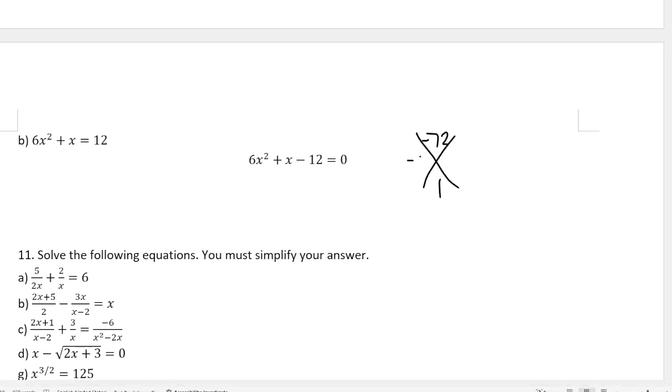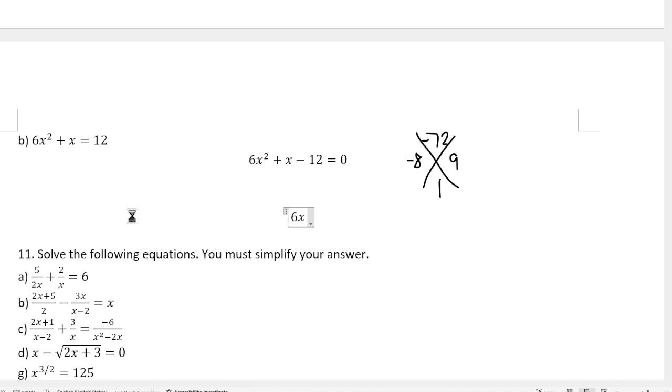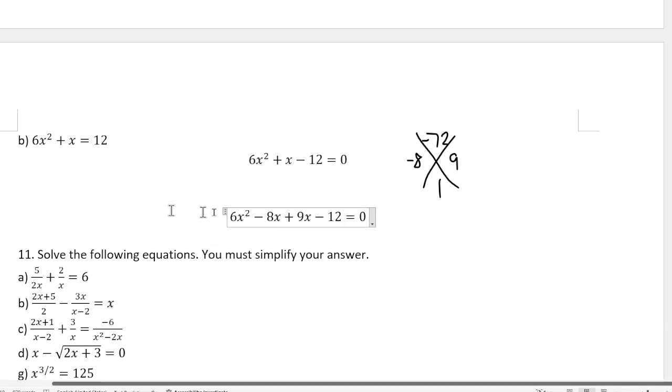Instead, what you should do is choose 8 times 9. They're only 1 apart. So if you put a minus to the 8, negative 8 plus 9 does give you 1, and negative 8 times positive 9 gives you negative 72. So there everything works out fine. So you have 6x squared, actually minus 8x plus 9x minus 12 equals 0. So I took the x and split it into negative 8x plus 9x. Make sure that these two combine to what you have in the previous one.